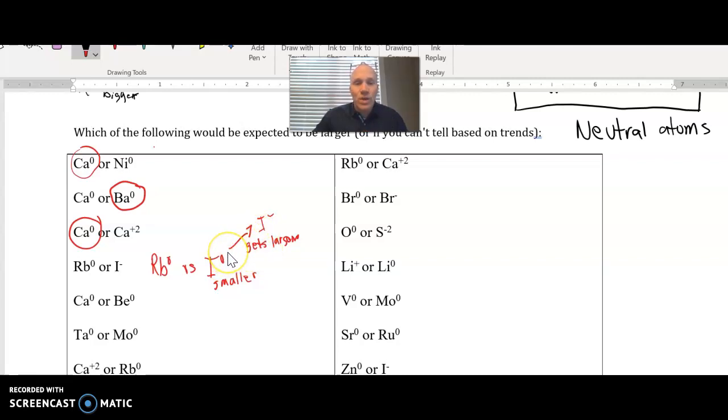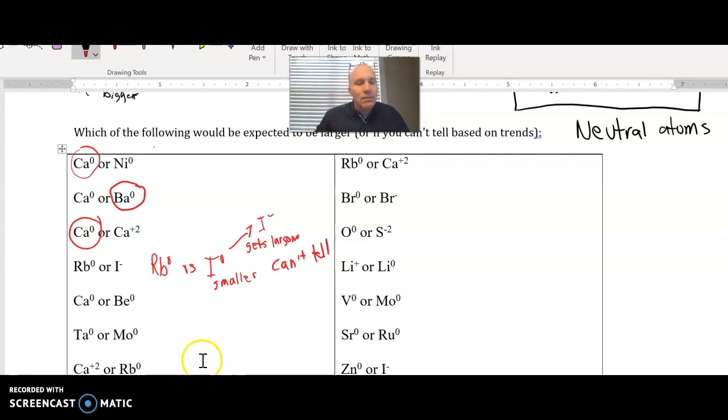So in this case, we can't tell the difference, because going from rubidium to iodine would be a trend in getting smaller, but then going to the negative ion would be a trend in making it larger. Based on that, we can't tell. It would depend on how much larger and how much smaller here. So in this case, we would just say can't tell.